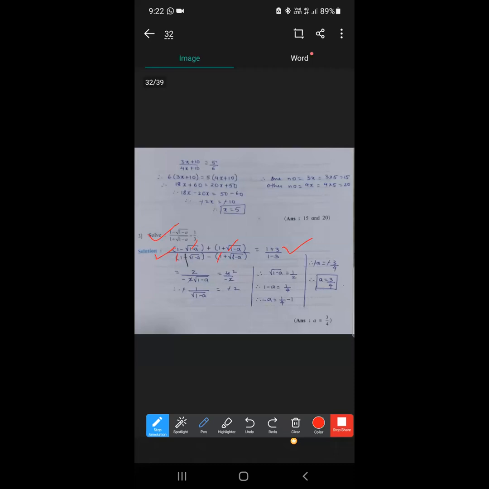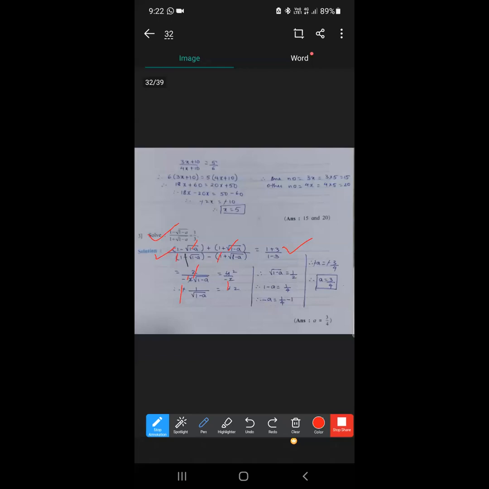It is equal to 1 plus 3, which is 4, and 1 minus 3, which is minus 2. So here 2 and 2 get cancelled. What remains? Minus 1 upon under root 1 minus a is equal to 4 upon minus 2. Here also you can cancel. What remains? Minus 2, and the minus signs cancel. So root 1 minus a is equal to 1 upon 2.